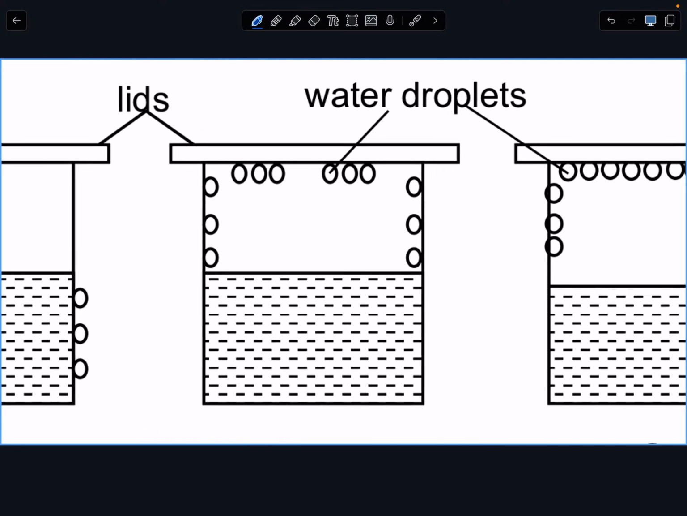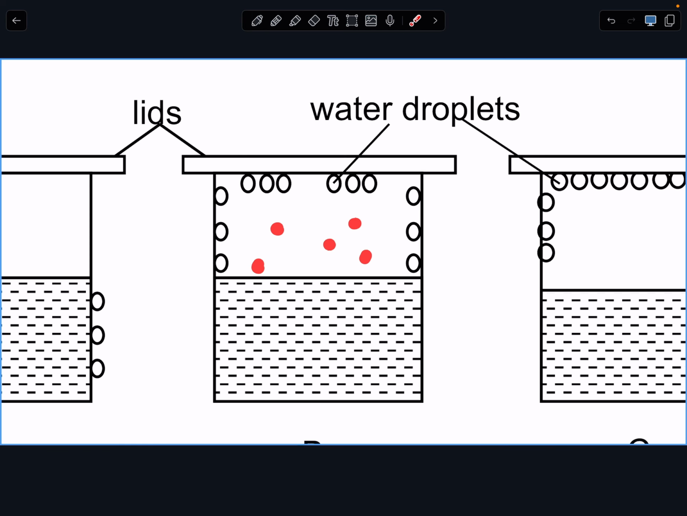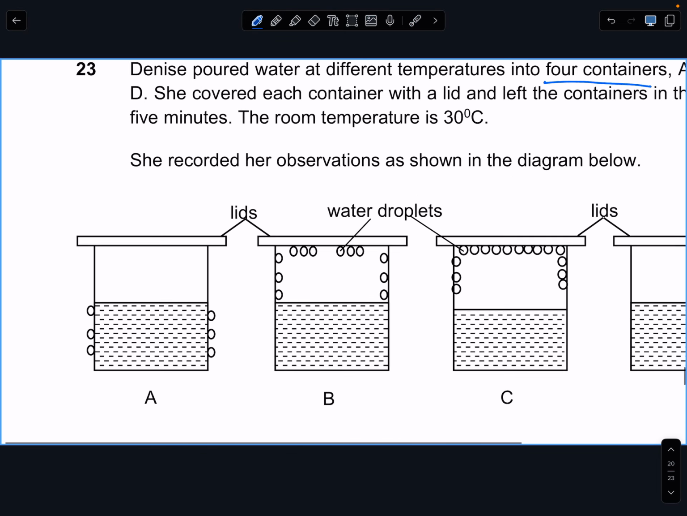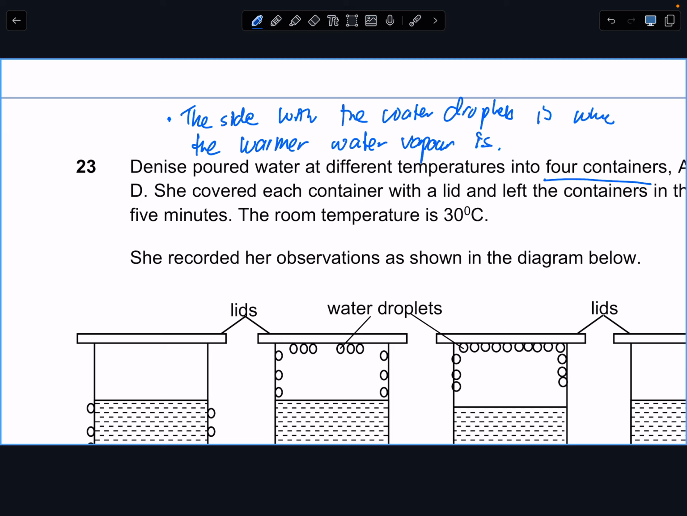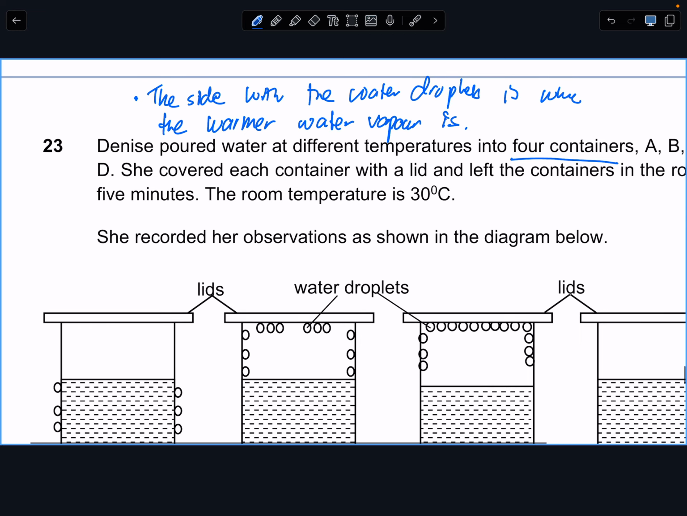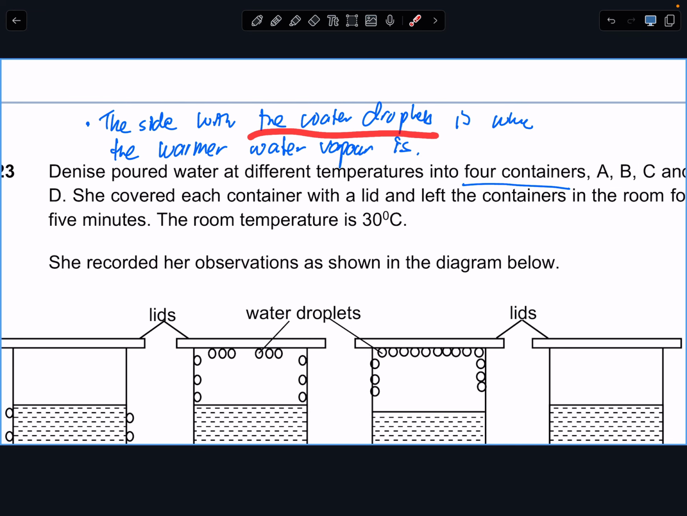So how does it work? For example, if I have warmer water vapor here, I will touch the cooler surface. The part that you see water droplets is where condensation has taken place. So always remember these 2 points. The side with the water droplets is where the warmer water vapor is. Once again, the side where the water droplets can be found is where the warmer water vapor is.